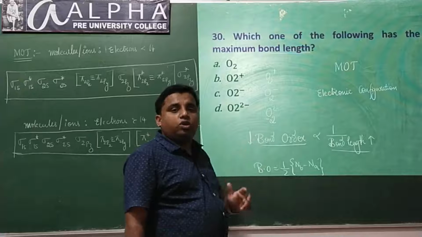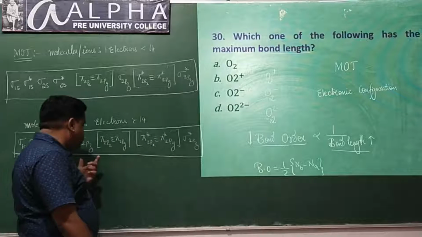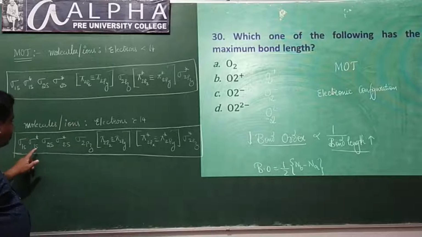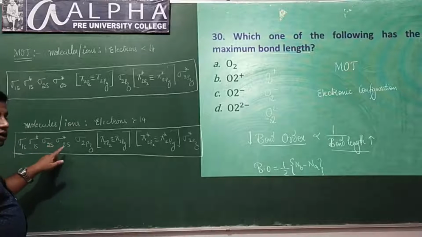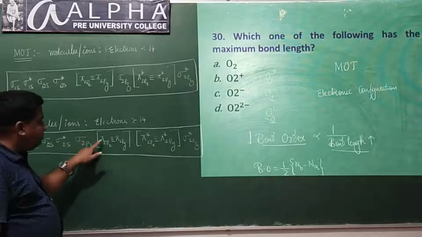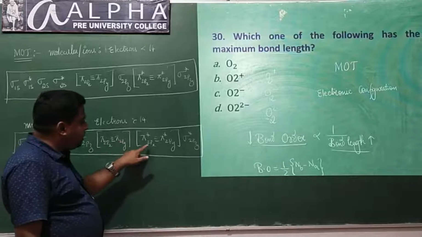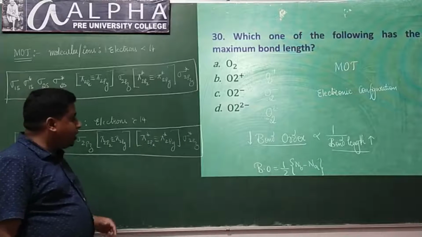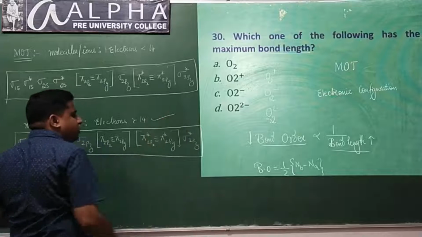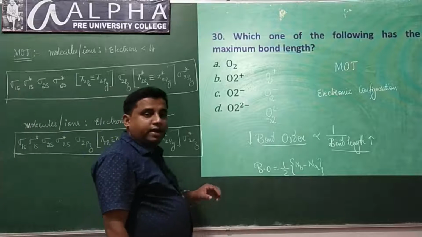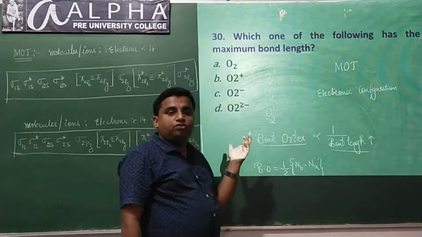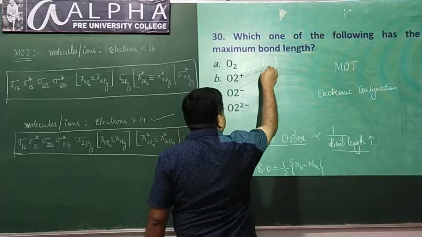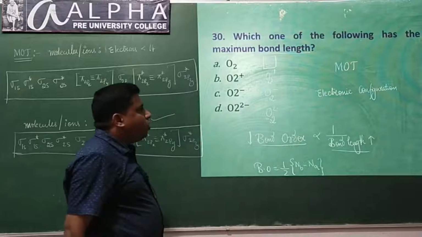Therefore, which electronic configuration do you have to follow? We have to follow the second electronic configuration, that is sigma 1s, sigma star 1s, sigma 2s, sigma star 2s, sigma 2pz, pi 2px, pi 2py, pi star 2px, pi star 2py, and sigma star 2pz. We have to use this electronic configuration because the number of electrons in each species is more than 14. Now let us calculate the bond order of O2.